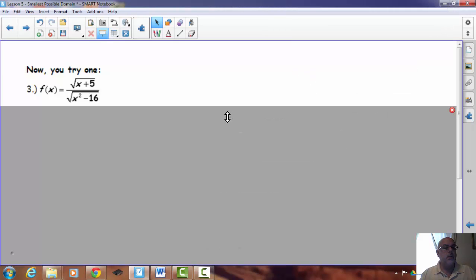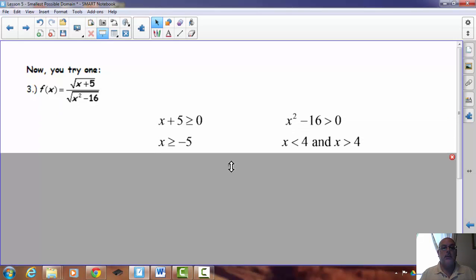So if you look at this, you have a numerator of the square root of x plus 5 that you would set to x plus 5 is greater than or equal to 0, and your denominator is the square root of x squared minus 16, which must be greater than 0. So if you look at the way I set these up, I have x plus 5 is greater than or equal to 0, so x is greater than or equal to negative 5, then x squared minus 16 is greater than 0.